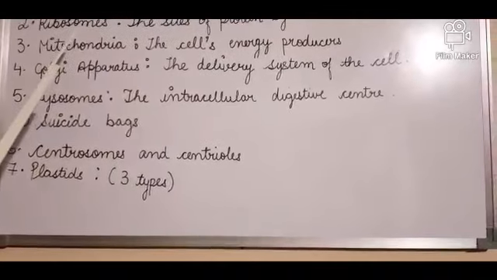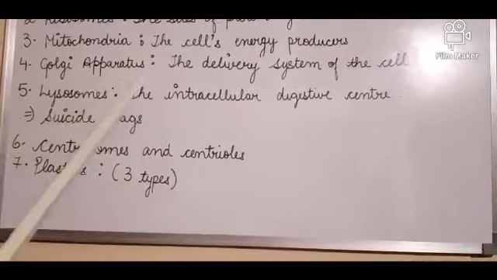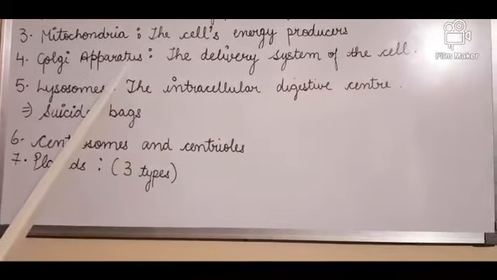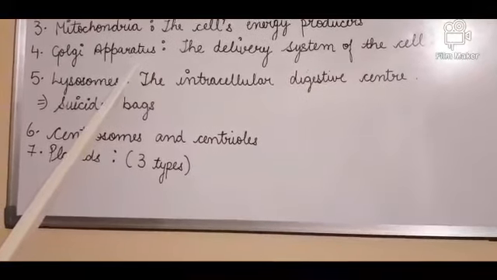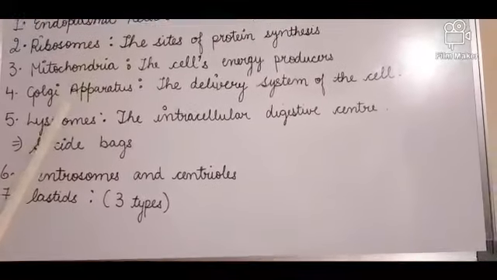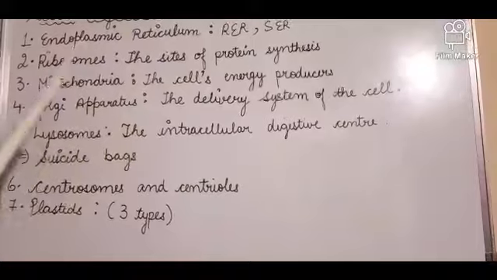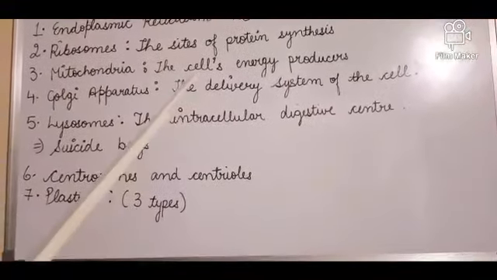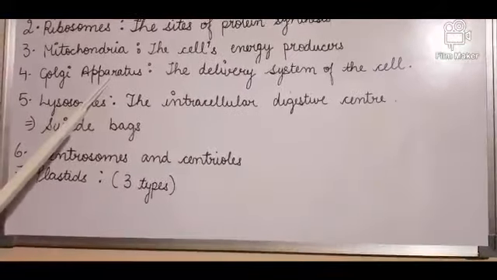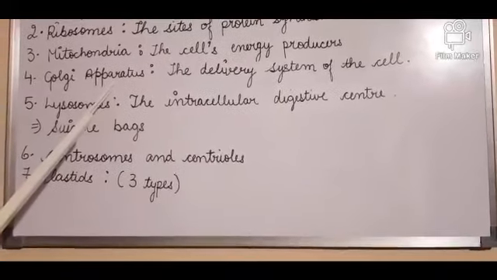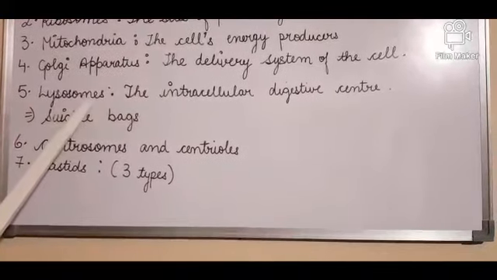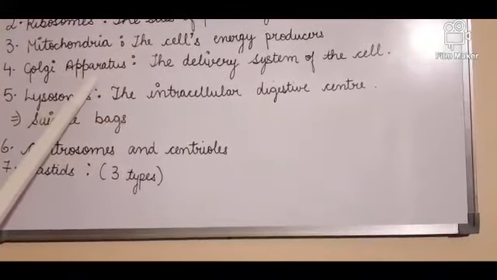Then coming to the Golgi apparatus. It is known as the delivery system of the cell. Its function is that it packs the material synthesized by the ER. The material that the ER synthesized, it packs and then dispatches to intracellular targets like lysosomes and the plasma membrane. It also helps in the formation of the cell plate, and in the synthesis of lysosomes and peroxisomes. So their synthesis is done by the Golgi apparatus.